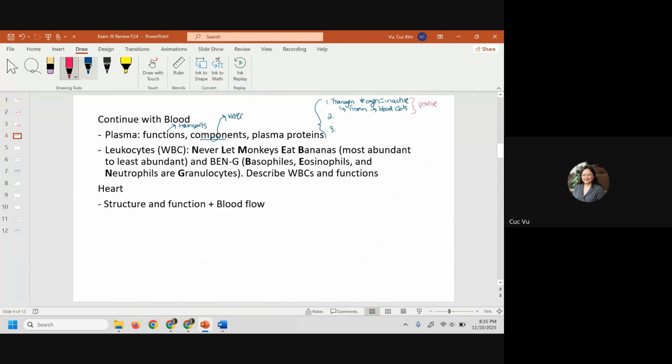All right. I'm ready to go on to the second plasma protein now. Albumin. Albumin, perfect.